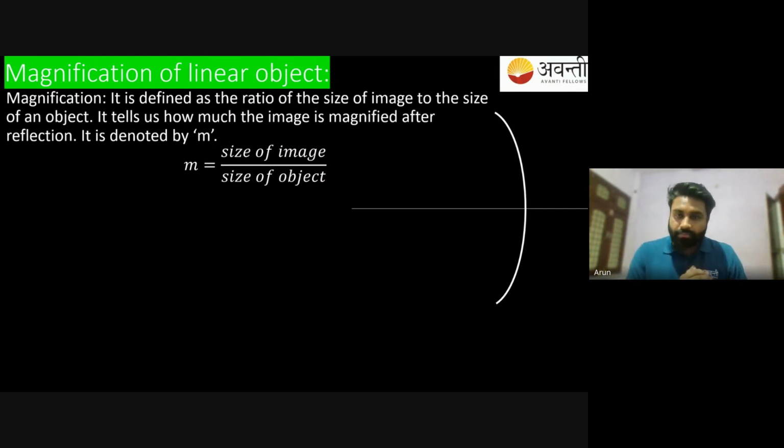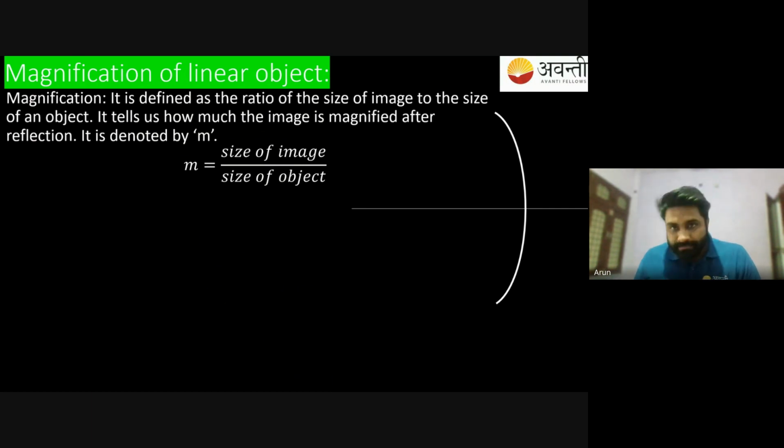Or one thing more, means सीधा बना है या उल्टा बना है. Erect or inverted. So all this information is provided by magnification. So magnification is nothing but the ratio of the size of the image divided by the size of the object. Got it? So M is defined as the size of image to the size of object.